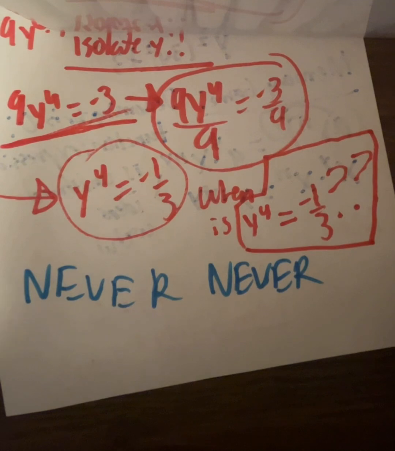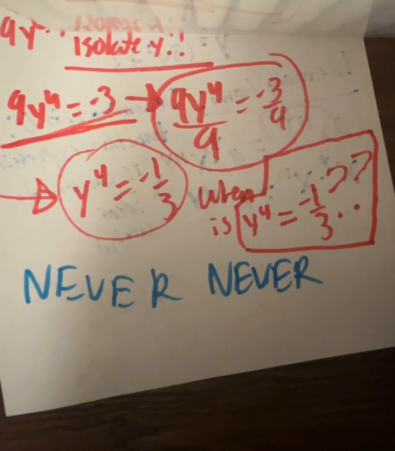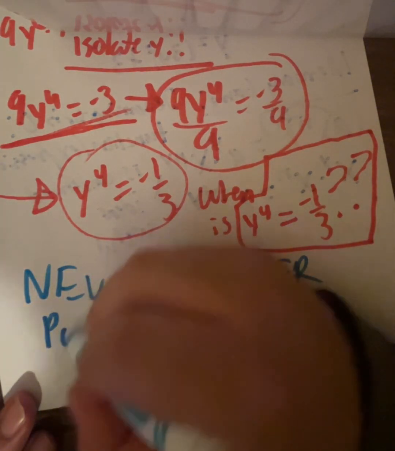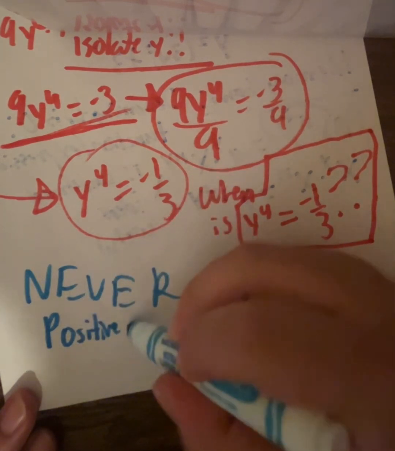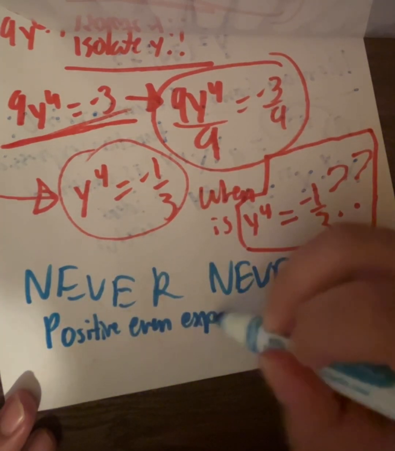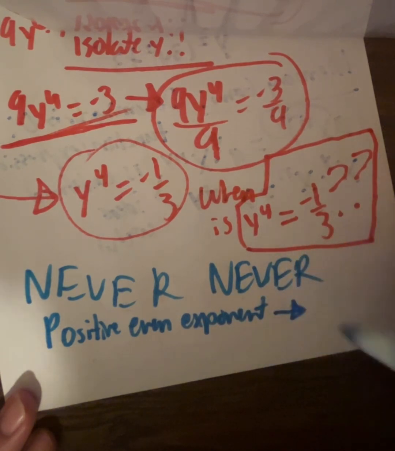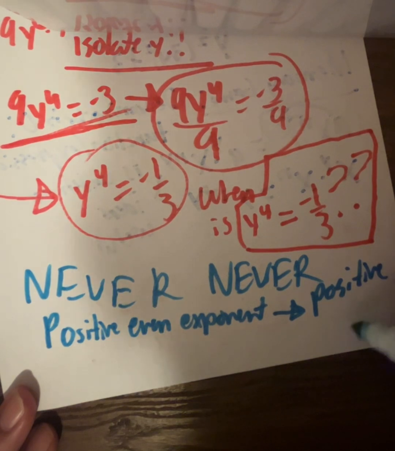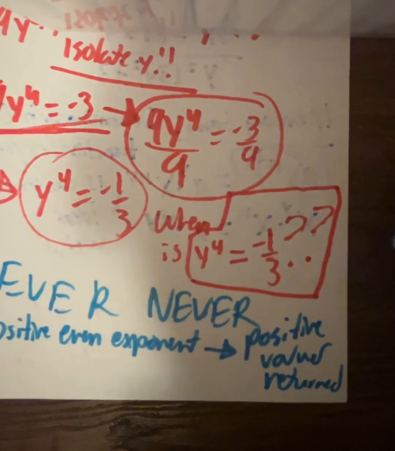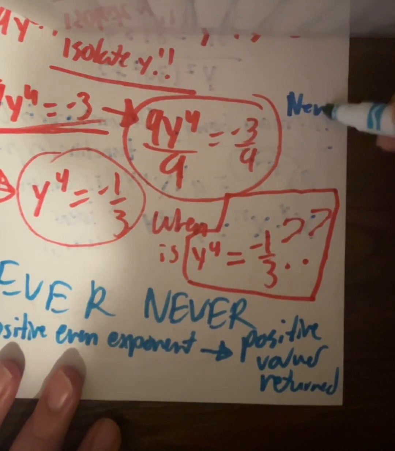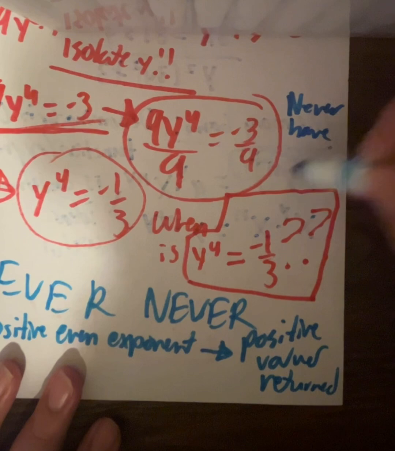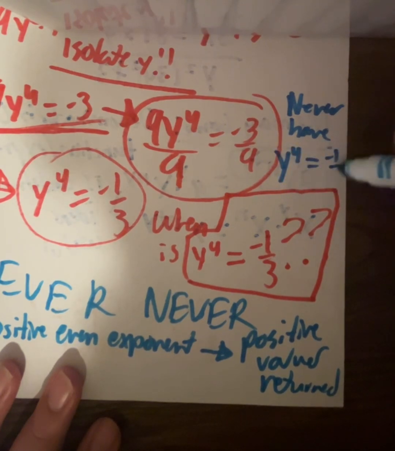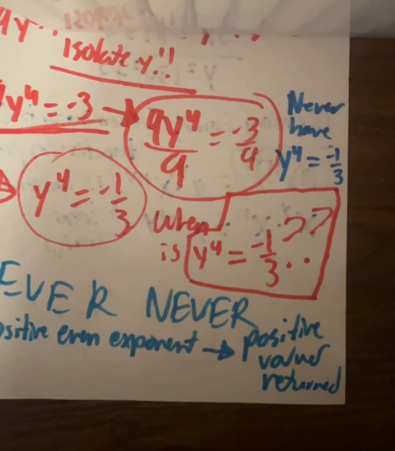Remember, where we have a positive even exponent, there will always be positive values returned. So that means you can never have y to the fourth equal negative 1/3. Never.